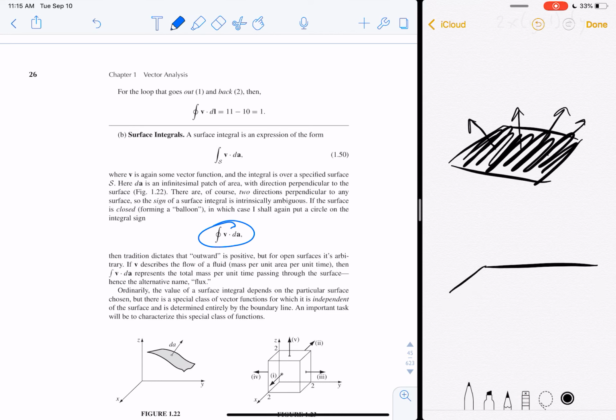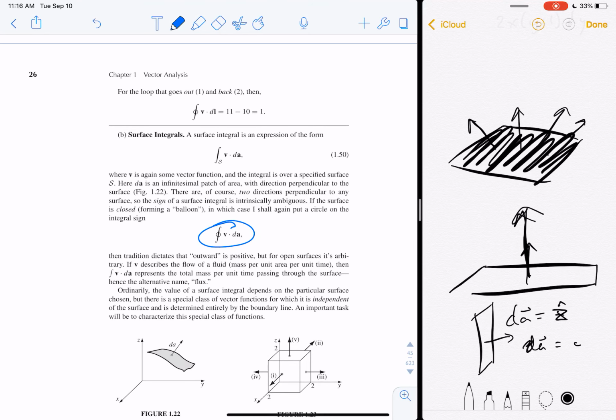If your area dA perpendicular to the surface is in the z hat direction, then the dA vector is just z hat. It's just in the direction of the perpendicular. If your surface is like this and it's in the y direction, then your dA is just the y hat direction.